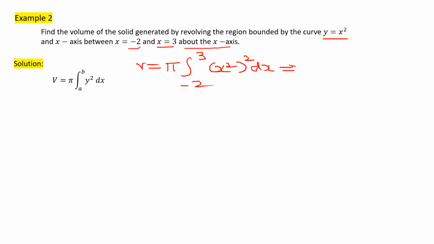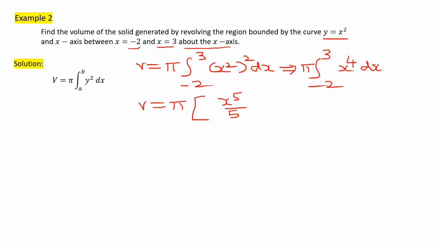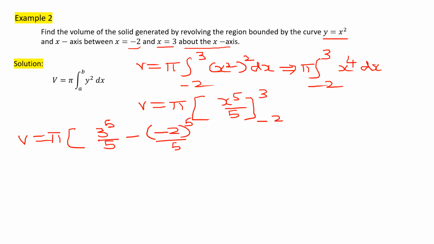So this is nothing but pi integral minus 2 to 3 x to the power 2 the whole power 2, that will give you x to the power 4 into dx. Now we have to simplify. So V equal to pi integration of x to the power 4, that will give you x to the power 5 over 5 between the limits minus 2 to 3. So let me substitute the upper limit first. The upper limit is 3. So I can say 3 to the power 5 divided by 5 minus, x value replaced by minus 2, that is minus 2 to the power 5 divided by 5.